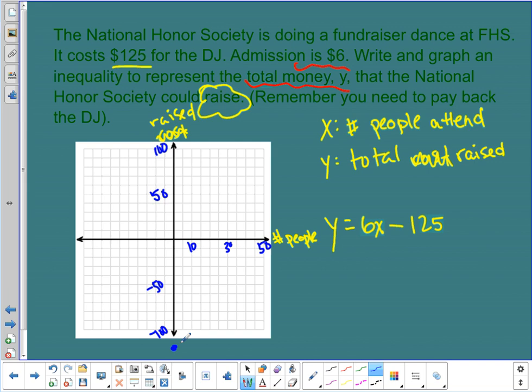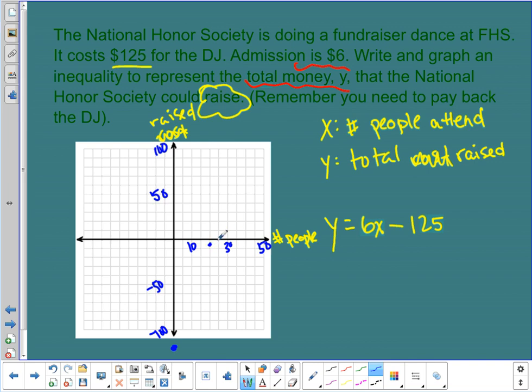Holy buckets. So let's talk about how many people we need just to break even, just to get up to that x-axis. So if I have, let's say 20 people attend the dance, 20 times 6 is 120 bucks. I'm close. I'm at -5. So when 20 people attend the dance, I've raised $120, which means I'm at -5, which is right about there. So I'm getting close to positive.